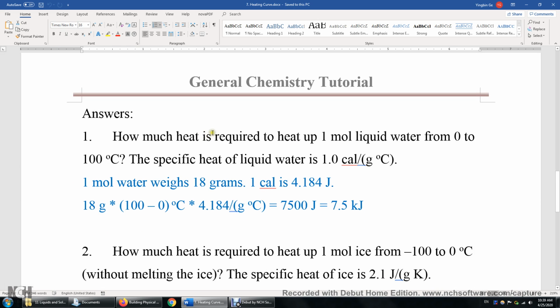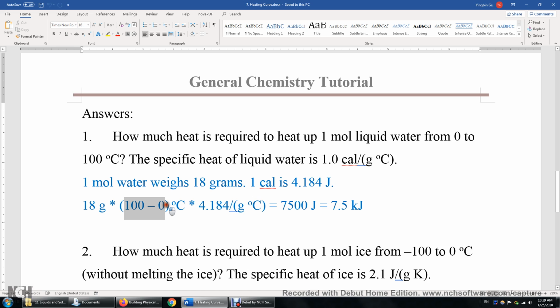Now answers. How much heat is required to heat up 1 mole liquid water from 0 to 100 degrees Celsius? The specific heat of liquid water is 1.0 calorie per gram degree Celsius. 1 calorie is 4.184 joule. This is by definition, and I know 1 mole water weighs 18 grams. More accurately, it's 18.02, but let's just do a rough calculation here. And then we have 18 grams of water.